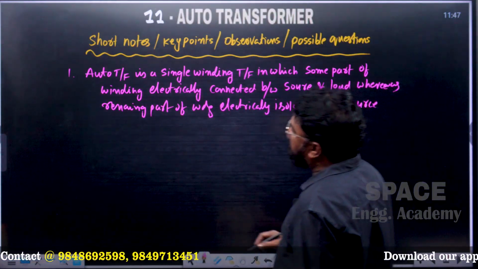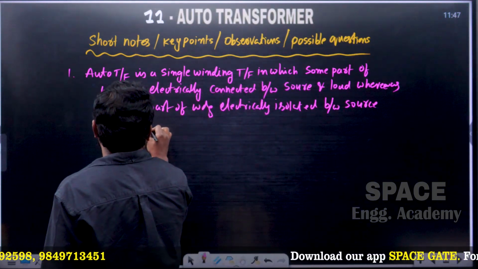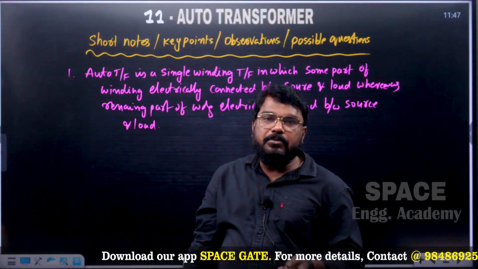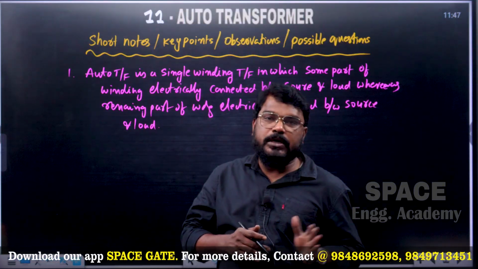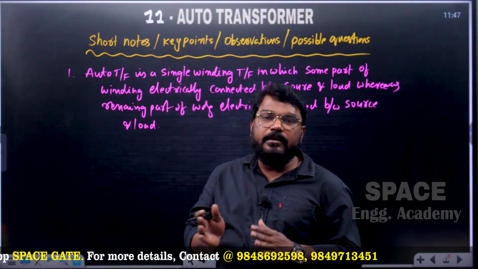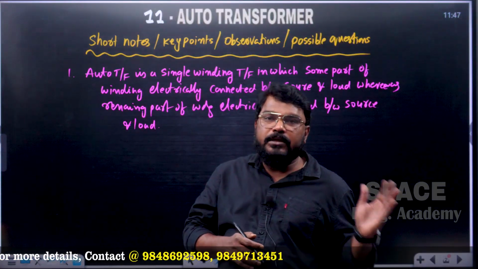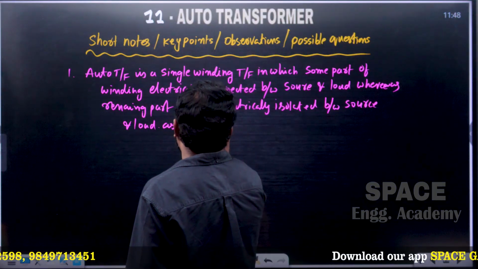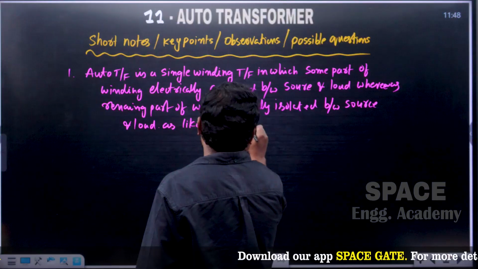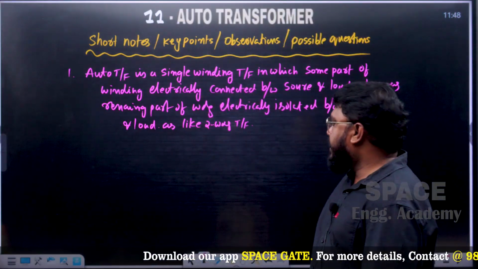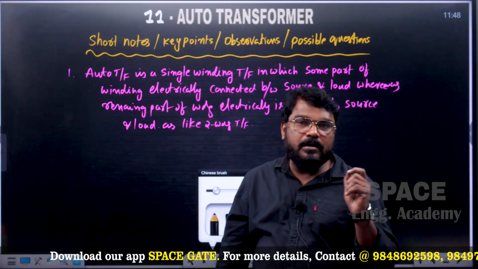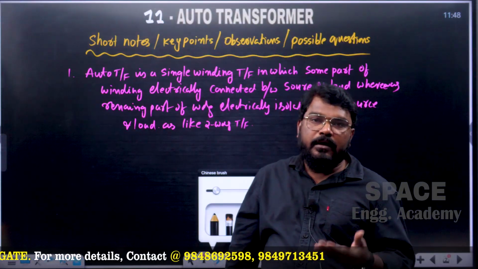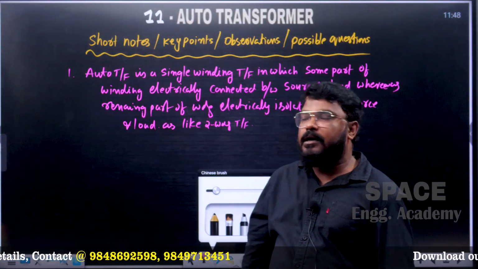So this is the definition of auto transformer. An auto transformer is a single winding transformer in which some portion of the winding is electrically connected between source and the load, and the remaining part of the winding is electrically isolated between the source and load, as from the point of view of two winding transformers. Okay. And next, in auto transformer, power is transferred from the source to the load in two ways. One is induction power and the second one is conduction power.